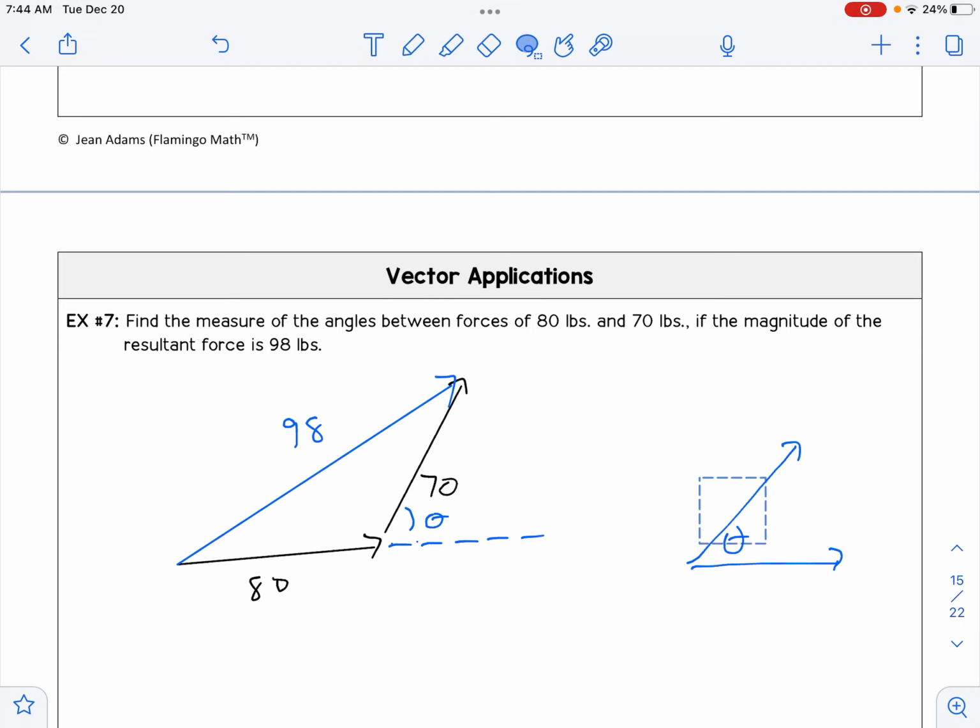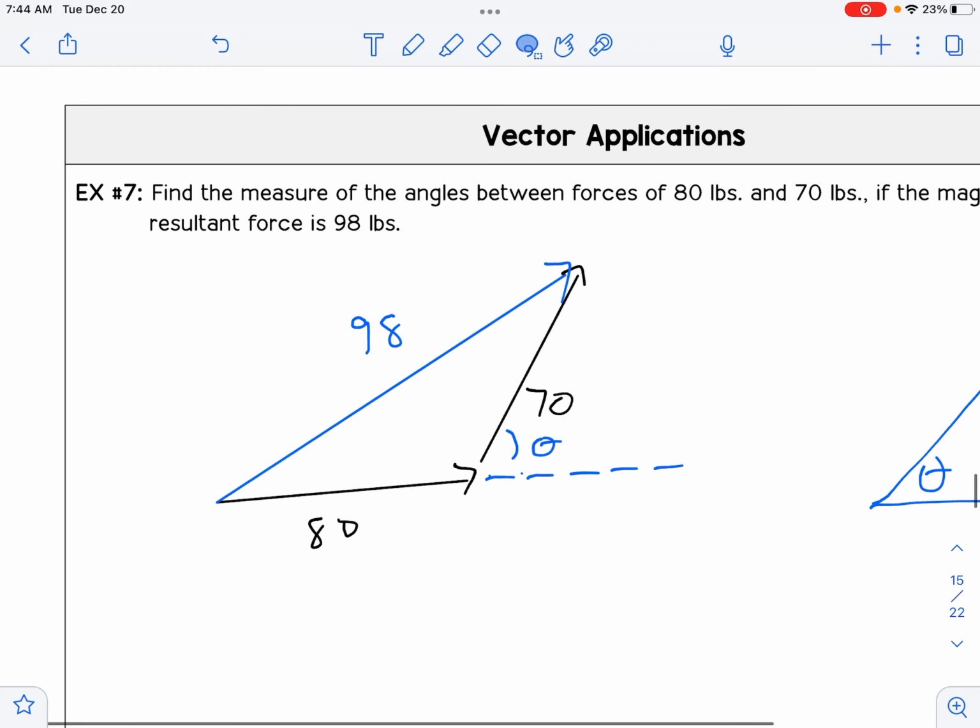But remember, when I'm adding vectors, like I told you earlier, I'm going to slide that vector down. Okay, so we'll talk about how we find that. First, we're going to just find some angles in the triangle. The angle that I really need is this angle here.